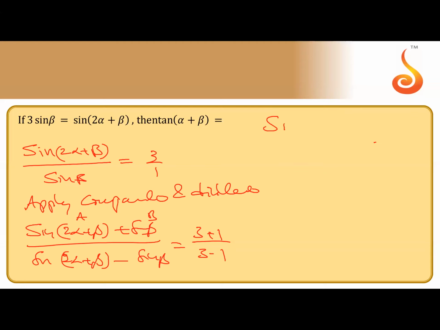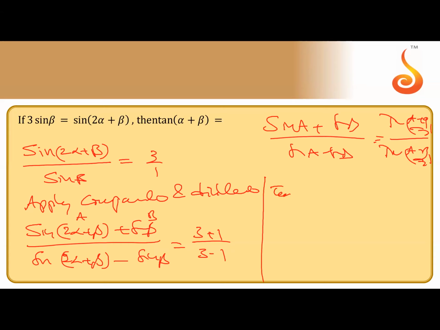Again the formula: sin a plus sin b by sin a minus sin b. What formula did I give? tan of a plus b by 2 by tan of a minus b by 2. I just gave the formula, that formula can be applied. So a is this one, b is this one. Now this is tan of a plus b.